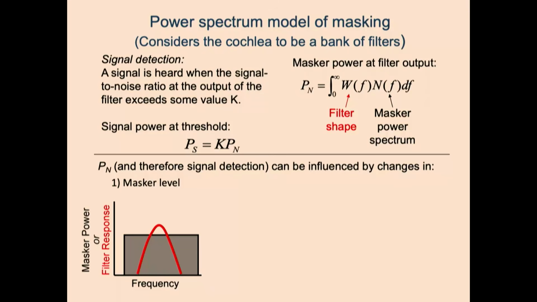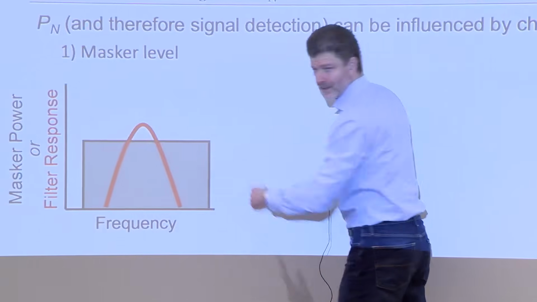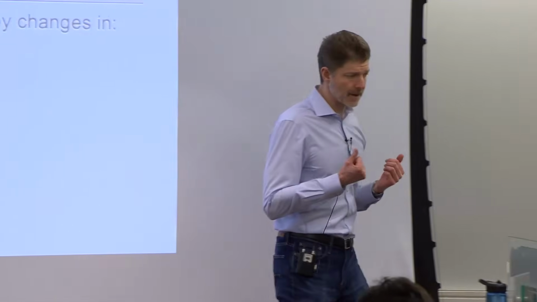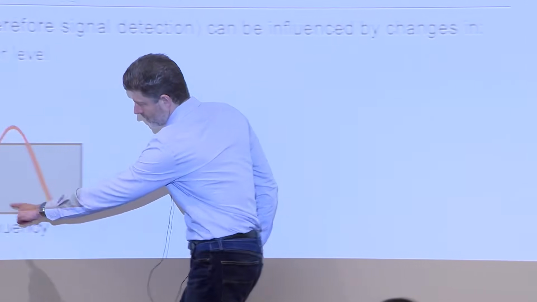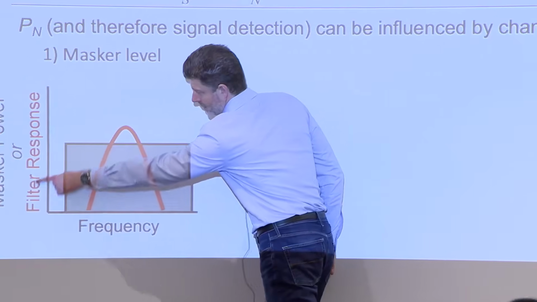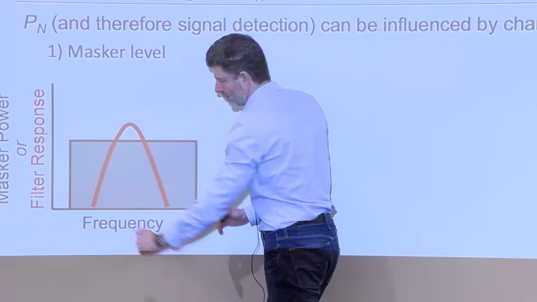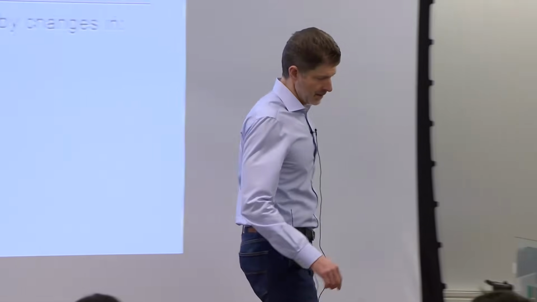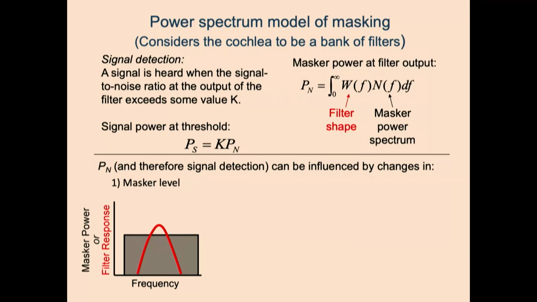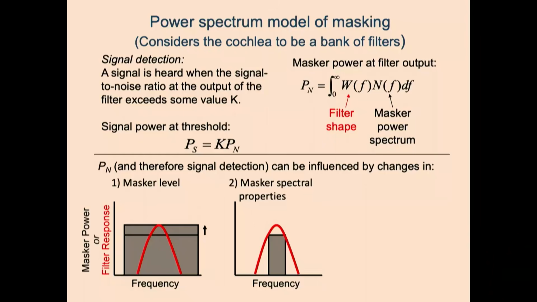The idea is that there's this red thing in your ear. It's a filter, and we want to infer its properties. The noise signal is shown in gray. This is the frequency domain, plotting the masker power or the filter response as a function of frequency. We've got a broadband noise with all these frequencies in it. The amount of noise power that gets through the filter will clearly be influenced by the level of the masker. If we increase the intensity of the masker, the noise power will increase, but it will also depend on the spectral properties of the masker.